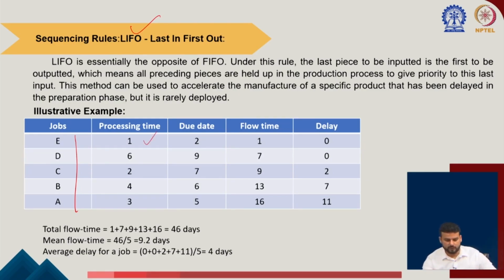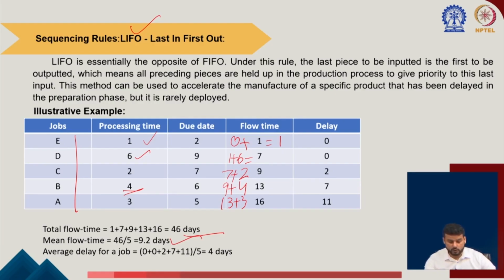Now let us find out the flow time. On the 0th day I will process E job, which requires 1 day, so the total will be 1. Then after that 1 plus 6, because D requires 6 days, it will be 7. Then 7 plus C requires 2 days, it will be 9. So 9 plus 4, it will be 13. B will be delivered after 13 days, and then 13 plus 3, A will be delivered after 16 days. Again you can sum up all these flow times and you can see 9.2 days per job is the average flow time.